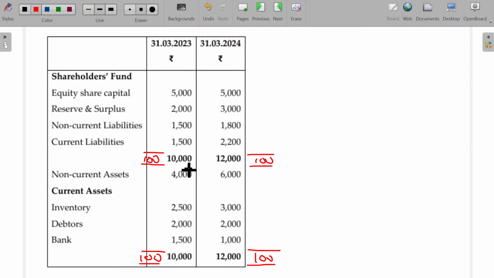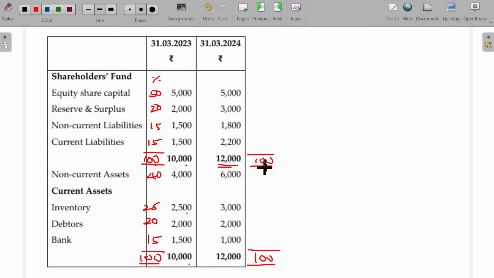If 10,000 is 100, 1,500 should be 15%, 15%, 20%, and 50%. In case of non-current assets, out of 10,000, bank being 1,500 or 15%, debtors 20%, inventory 25%, non-current assets 40%. Calculate the same way for the next year.